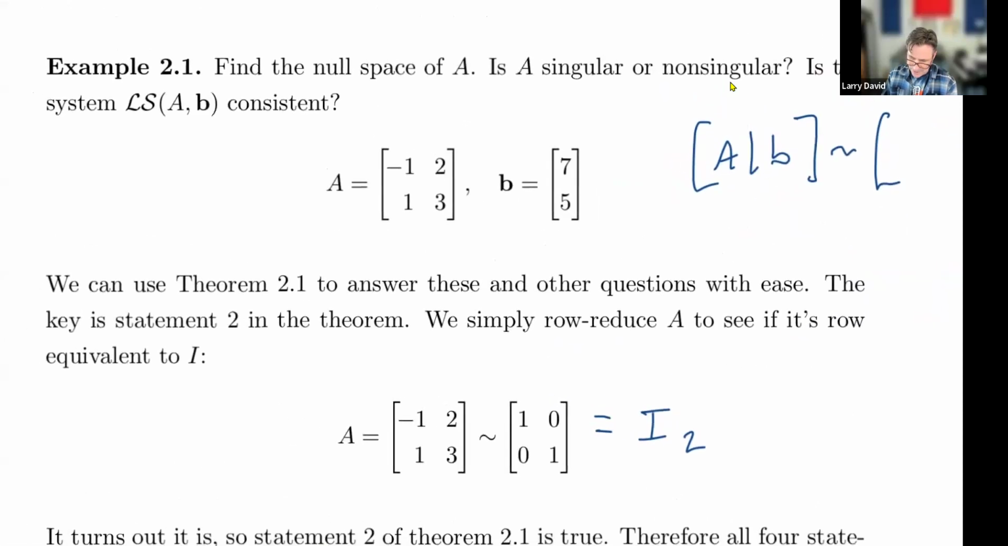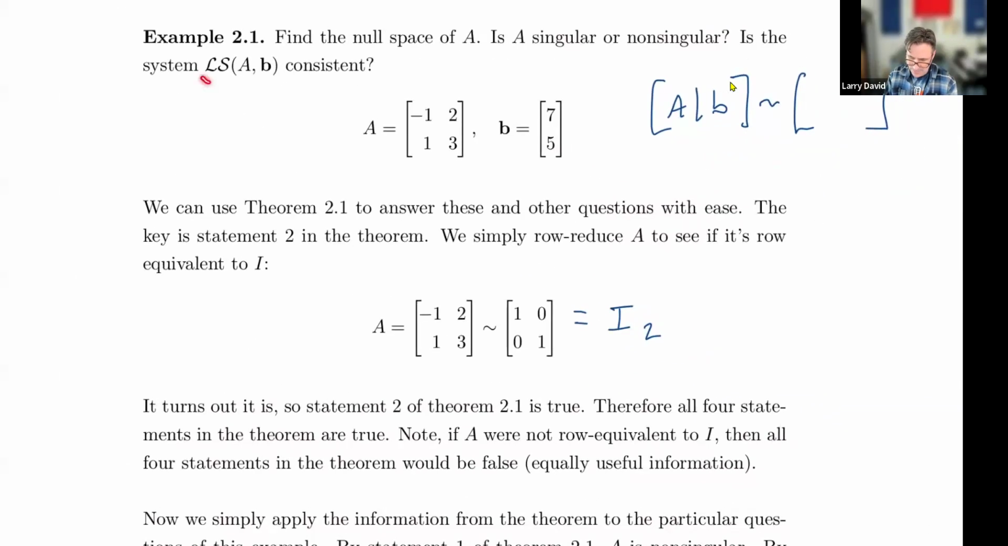Well, n here is 2, and here's a vector in C2. It doesn't matter what these numbers are. We could put any numbers we want in here. We know that this system is going to be consistent by the fourth statement of the theorem. So yes, the system is consistent, and yes, A is non-singular, and the null space of A is the set containing the zero vector.